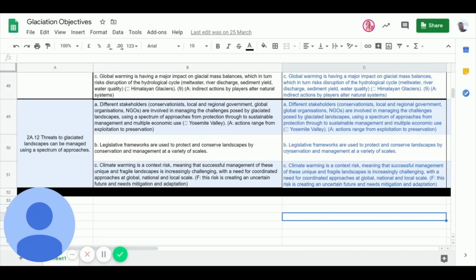So we started off thinking about the different stakeholders. These are different people who have a say in how the area is managed, from people who live there to national government. They put together legislation, a framework used to protect and conserve these landscapes. And what I want to look at today is the way climate change is making management of these landscapes more challenging.